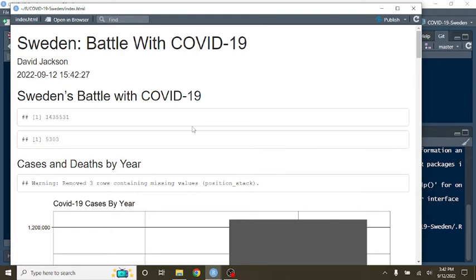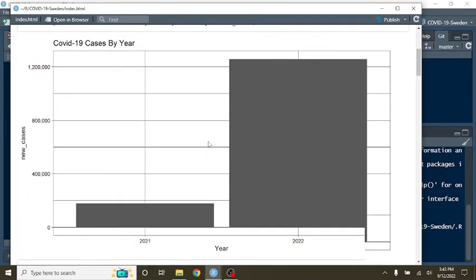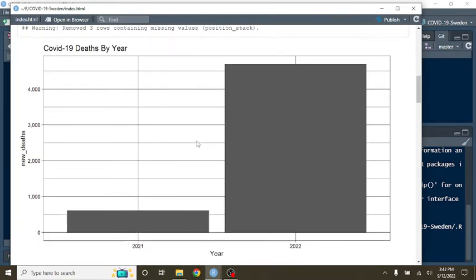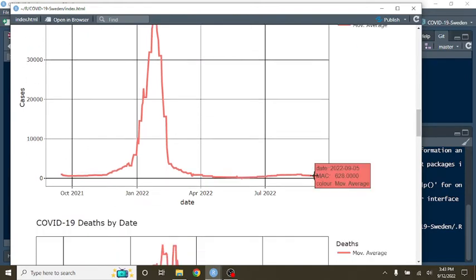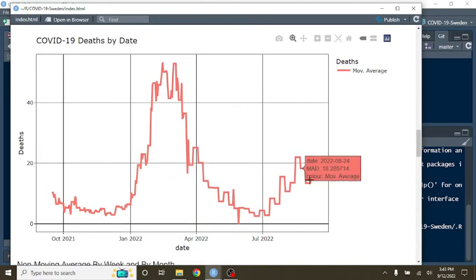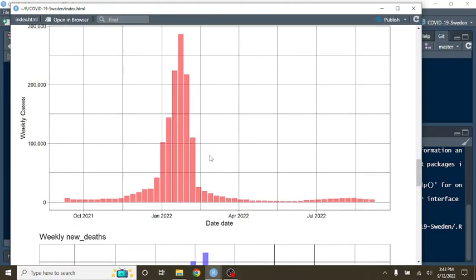For the previous 365 days, Sweden has had 1.4 million cases, 5,303 deaths. Again, as expected, cases for 2022 have already blown right by 2021's total case count, and deaths have also passed the total number of COVID-19 deaths for 2021. But the good news is, look at these crazy low numbers here. 675.5 cases per day on average from Sweden. 14.5 deaths per day on average for Sweden. Look how crazy low Sweden's numbers are this year.